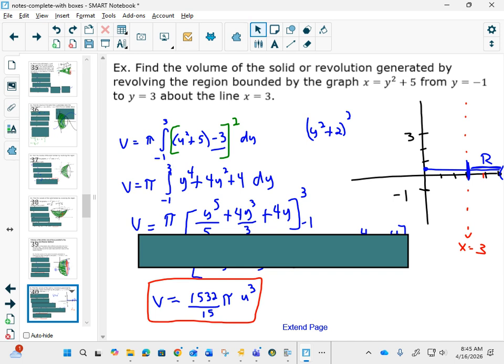Sorry about my graph being way off. But look at these numbers. Would you get this on a non-calculator? No. Can we type in x equals y squared plus 5 easily into our calculator? No. Okay. Could you do this on your calculator?